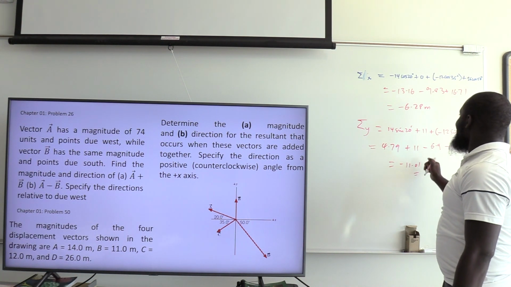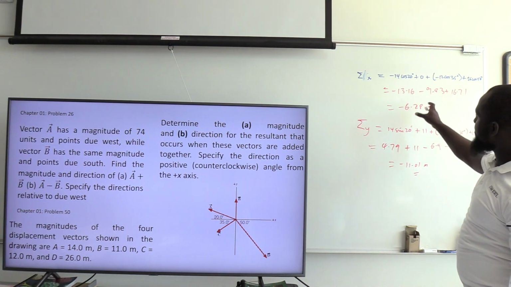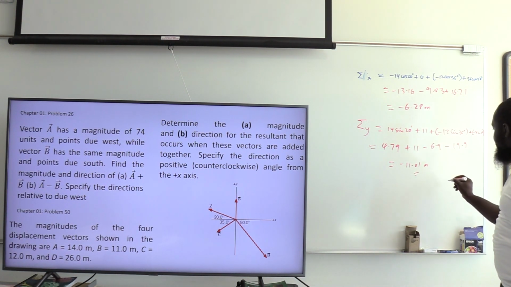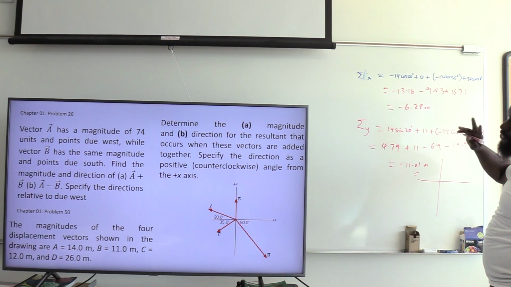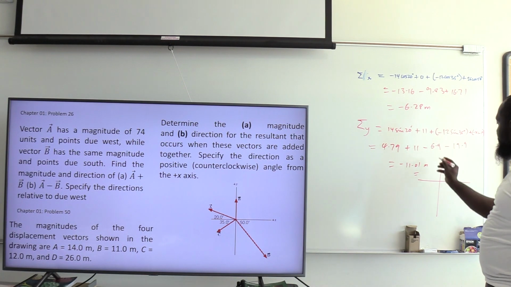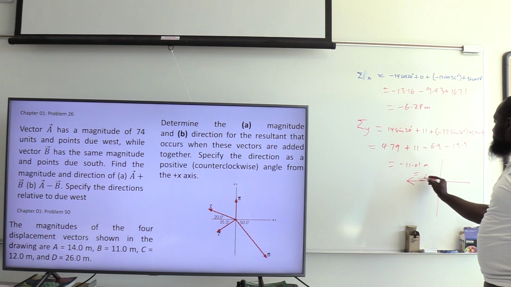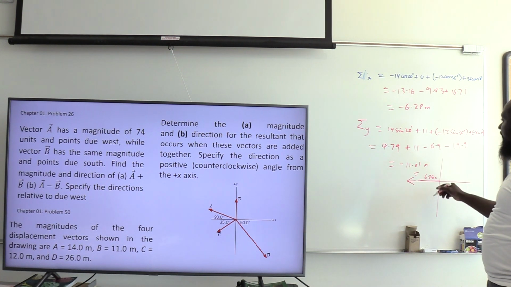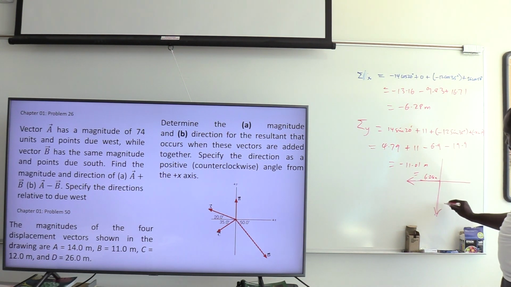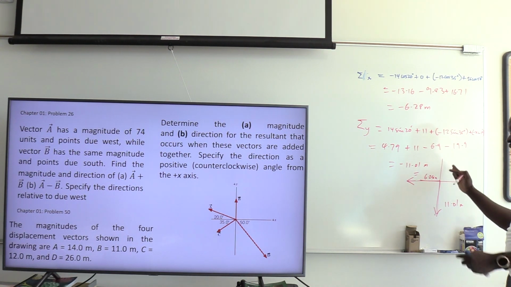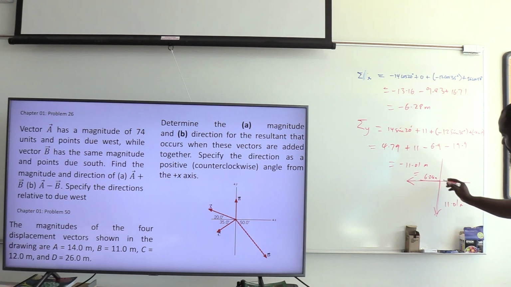meters. So I have two negatives. X sum is negative, Y sum is negative. So it means all these vectors will return to only two. The sum X is negative, so it will go to the left 6.28 meters. And Y is negative, so it will go down 11.01 meters. If X was positive, I would draw it the other way, and likewise for Y. So you can have four different kinds of situations, but this is the one we have.